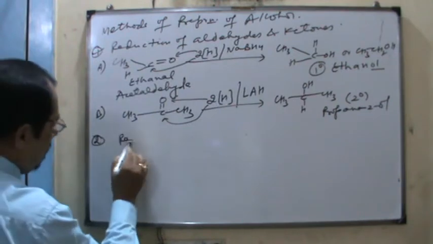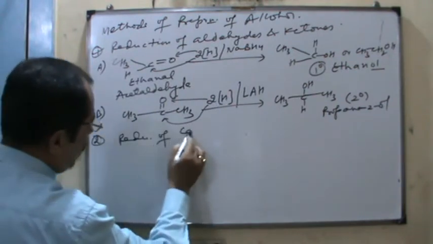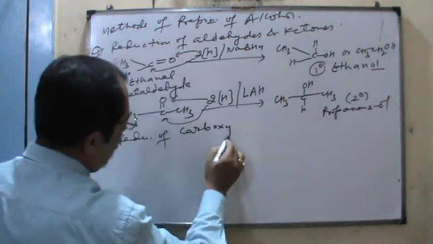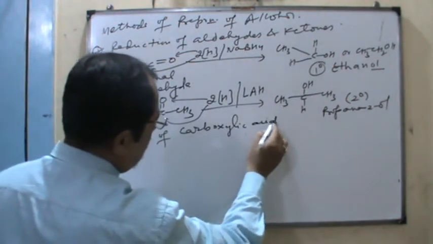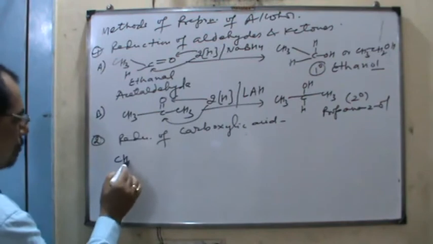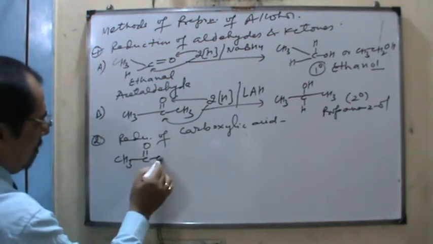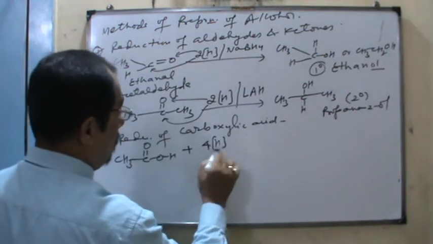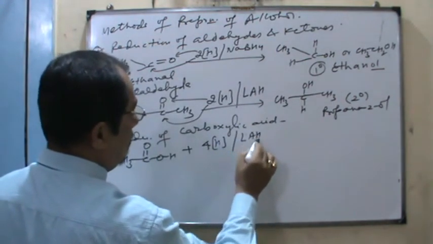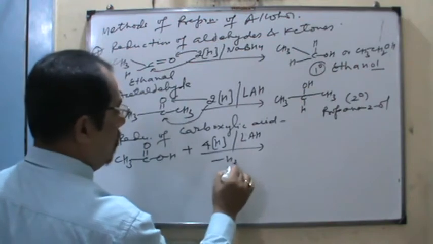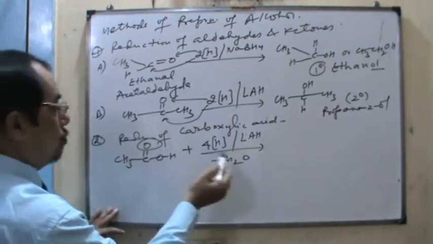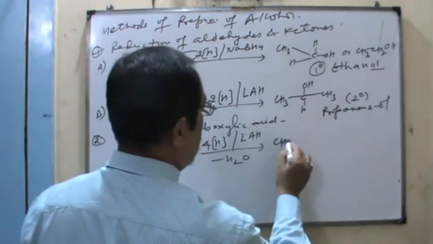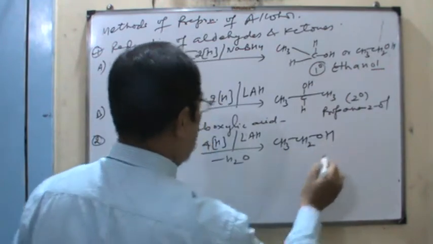Second is the reduction of carboxylic acid, CH3COOH plus 4H. You can take lithium aluminum hydride. Water is lost here. Then dear students, you will get ethanol.